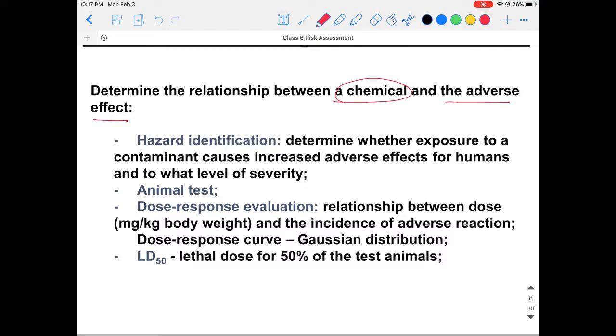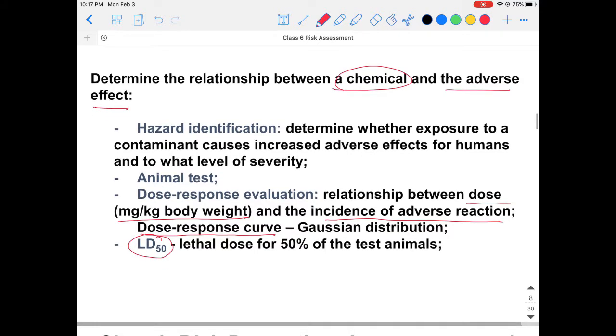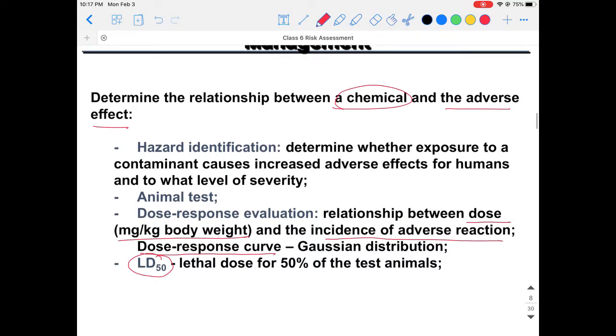We can also study the dose-response evaluation. This is the derivation of the relationship between the dose, meaning milligram per kilogram of body weight, and the incidence of the adverse effect or adverse reaction. Typically, we should notice that the dose-response curve follows a Gaussian distribution. We can also define a parameter called LD50, the lethal dose for 50% of the test animals.